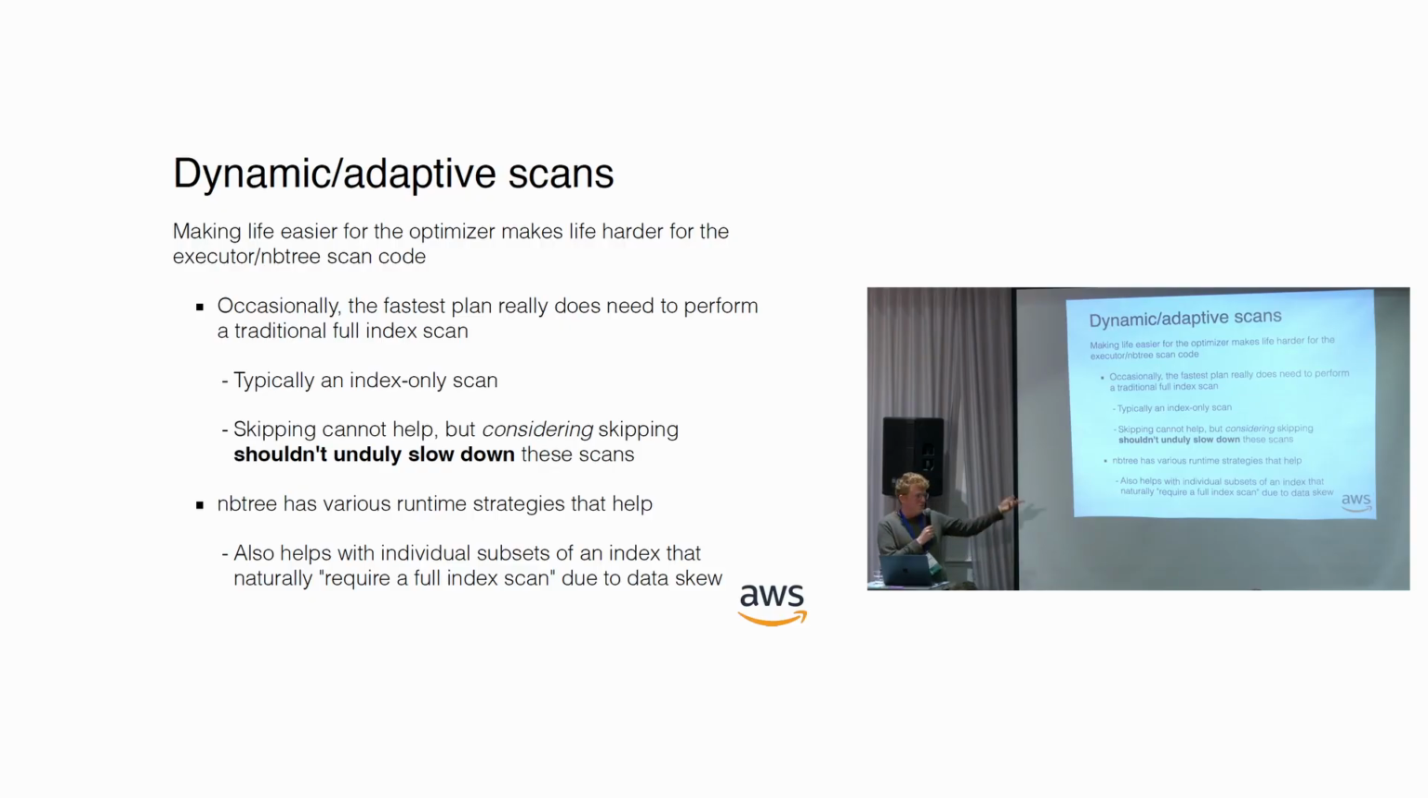Also worth noting, you can have skew. So even when, broadly speaking, skipping is the right thing to do, there could be large individual subsets of the index where skipping is hopeless. So we would need this sort of thing to deal with that anyway.